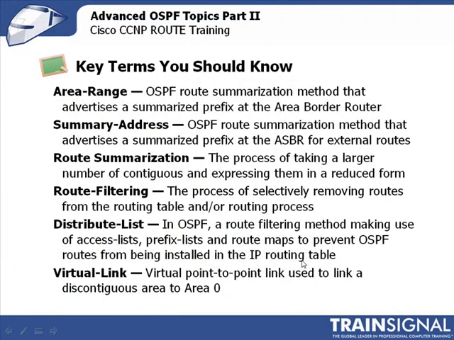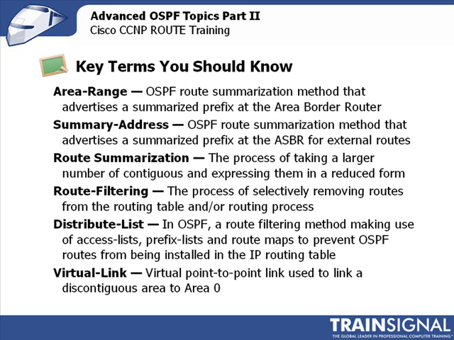So just as a wrap up, some key terms we want to talk about. The area range. This is the OSPF route summarization method that advertises a summarized prefix at the area border router. Summary address, similar, but instead of doing it at the area border router, it's done at the autonomous system boundary router, and it's for external routes.